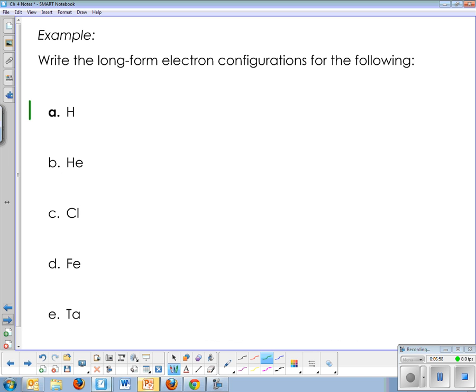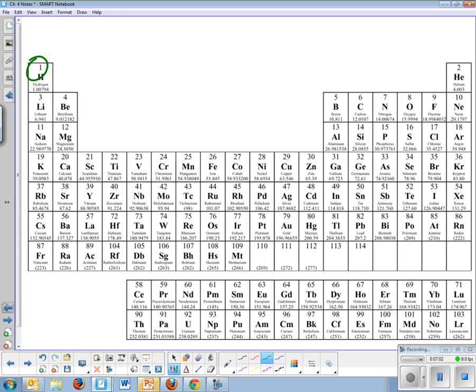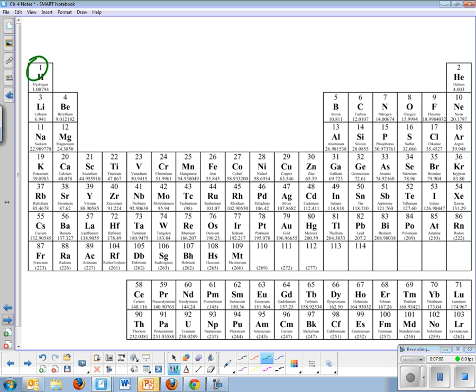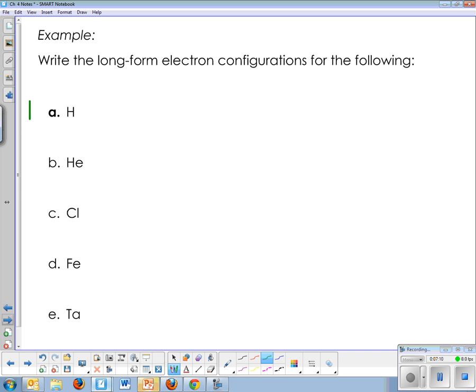So it has 1 electron. So we need to say where that 1 electron is. So we start with the lowest energy level, which is 1s. And s can hold 2 electrons, but we only have 1. So we're going to write that hydrogen's 1 electron is in the first energy level, it's in an s sublevel, and it's only 1 electron. So that's hydrogen's electron configuration.